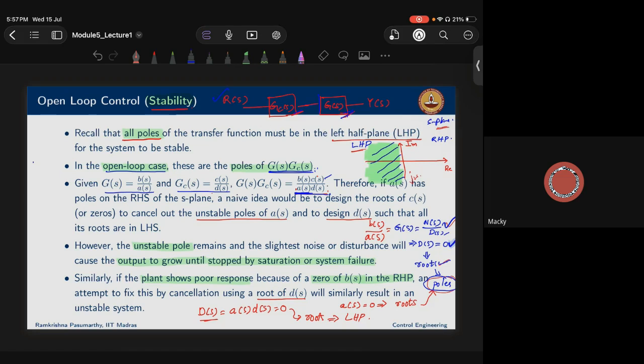Similarly, the effect of the zeros we can handle the same way, with the B of S and D of S expressions. Is this clear? So the stability behavior we can change by properly designing this D of S and C of S. That is the main point, by properly designing the C of S and D of S poles.